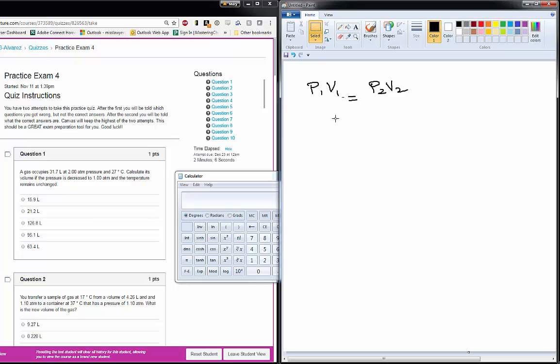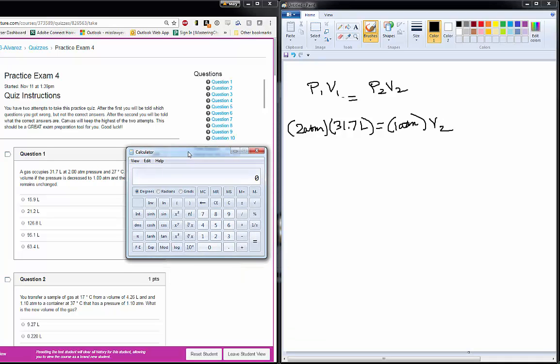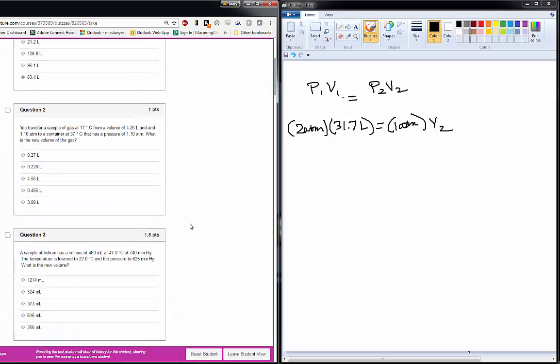It remains unchanged. So P1V1 equals P2V2, that's Boyle's law, and we can plug this in here. We've got 31.7 liters, my initial volume. 2 atmospheres as my initial pressure. 1 atmosphere is my final pressure, and they're solving for V2. I'm going to divide both sides by 1 atmosphere. So 2 atmospheres times 31.7 liters divided by 1 atmosphere gives me V2, which should be 63.4 liters. Not so bad.